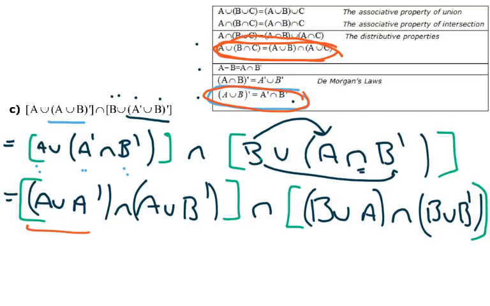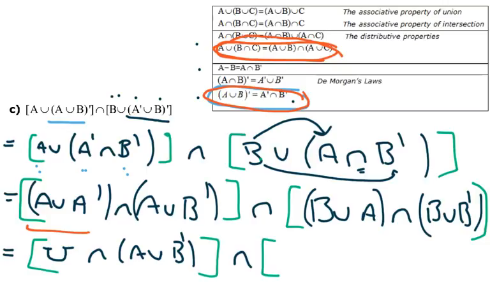A union A complement, I think that's clearly going to be the universal set, and where it intersects with A union B complement. And then on the right hand side, B union A doesn't simplify. B union B complement, yes, does simplify. Again, it's the universal set. So we've got, there we go.